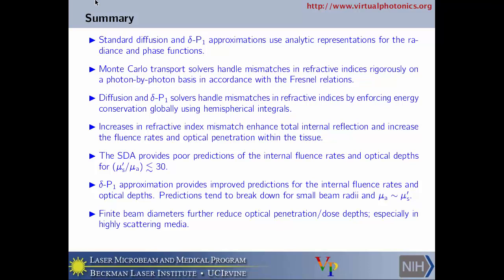Can you comment on hybrid Monte Carlo and delta P1 or diffusion approximations, where we can use Monte Carlo for shallower depths, where we can get efficient solutions, and for the deeper depths, diffusion will be okay? So how hard is it, or what is the comparison of those methods versus delta P1?